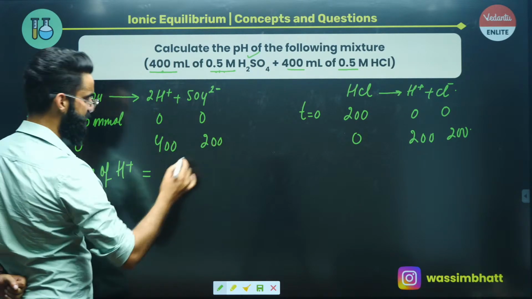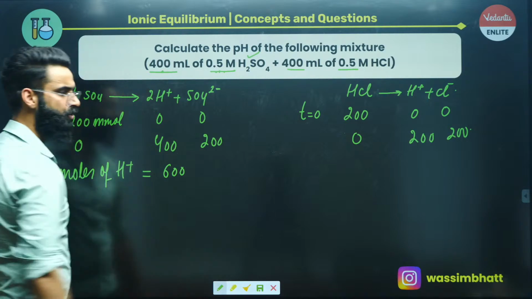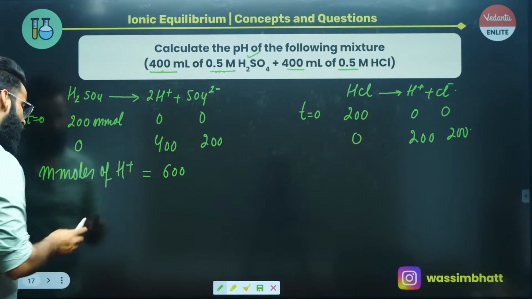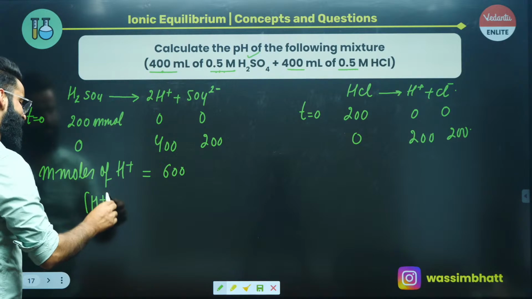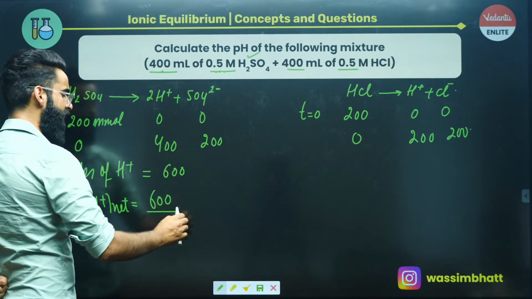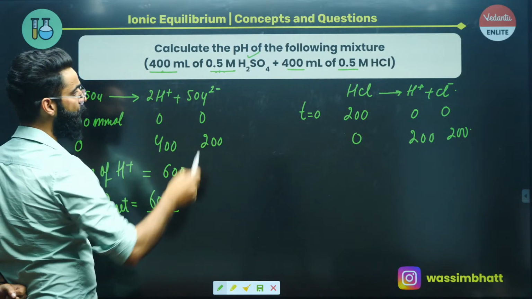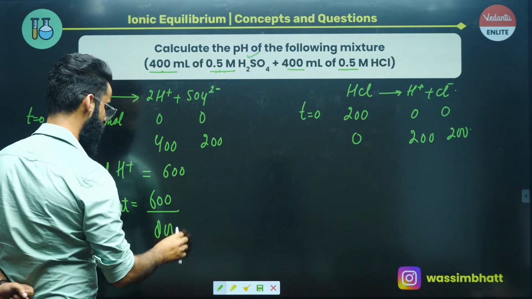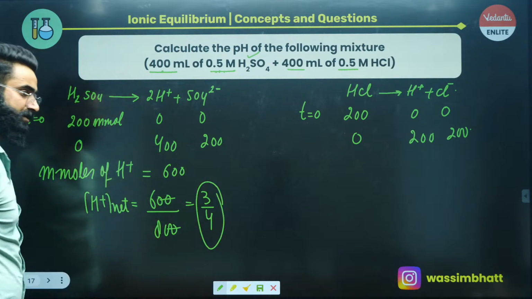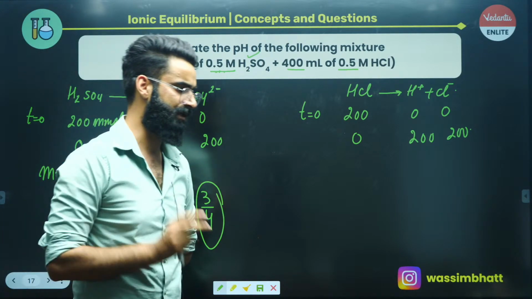You'll say 400 plus 200 comes out to be 600. So these are the total millimoles of H positive present in the container. As simple as that. Well, if you got the total millimoles of H positive, you can calculate the net H positive ion concentration, which is going to be equal to millimoles of H positive divided by total volume. Total volume is 400 plus 400, 800, right? So the value comes out to be 3 divided by 4. So this is basically the total H positive ion concentration in the container.